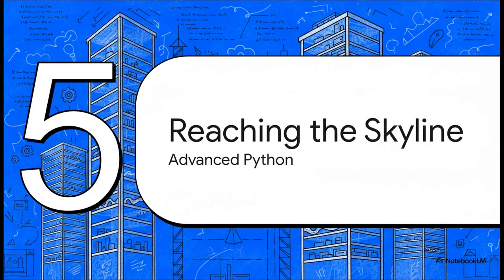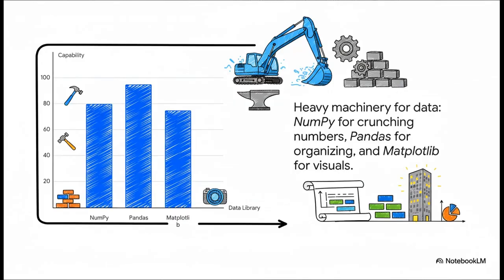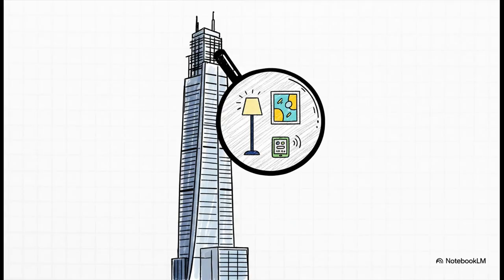Okay, our building is up, it's strong, it's safe. Now for the really fun part, adding those high-level, super impressive features that make it a true landmark on the skyline. This is where we call in the heavy machinery. Libraries like NumPy and Pandas are like these massive construction cranes that let you lift and manage huge amounts of data with almost no effort. And Matplotlib? That's your team of graphic designers who can create stunning visuals and charts from all that data your building is processing.